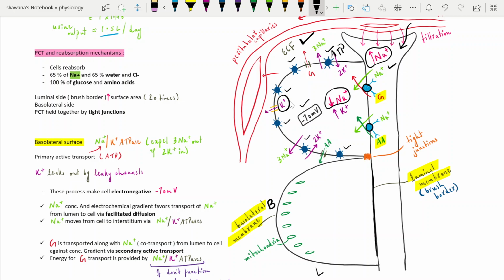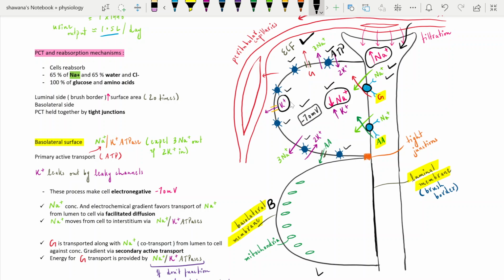But why is it called facilitated diffusion? Because the proteins are being involved. The transport of a substance from higher concentration, which is in the lumen, to the lower concentration, which is in the cell, requires the diffusion process, and it also requires the channel proteins, so it's known as facilitated diffusion.